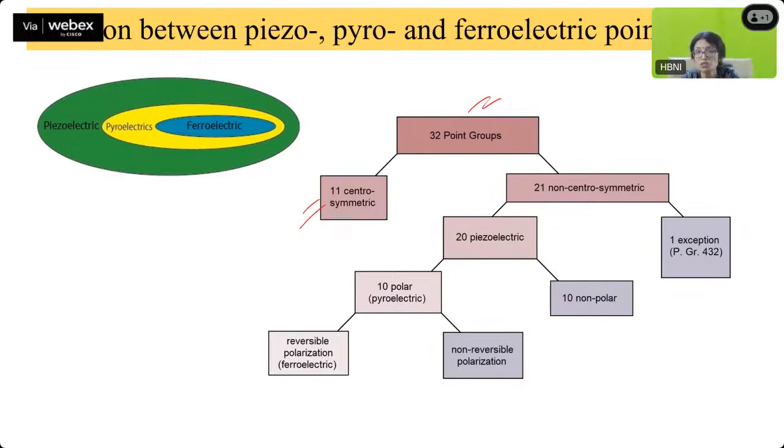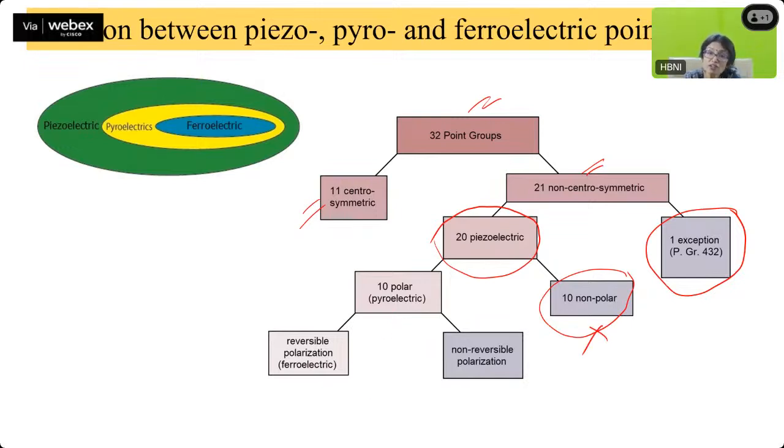So these are not going to show you any kind of ferroelectric or piezoelectric properties. Out of these 21 remaining non-centrosymmetric, you have one exception, which is that O group, which I had shown in the last slide. Now you have 20 of them left, which are basically nothing but piezoelectric. Now out of these 20 piezoelectric, you have 10 non-polar ones, which you shouldn't bother about, but you have 10 which are polar, and these are all known as pyroelectric.